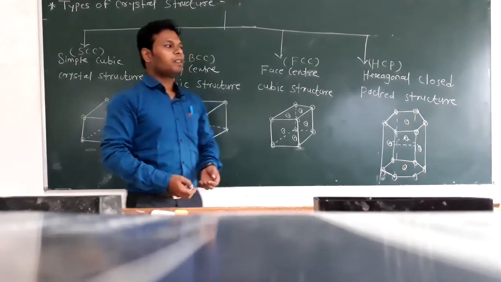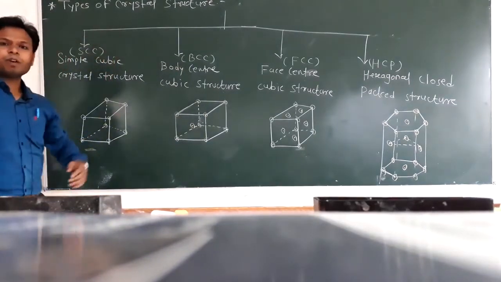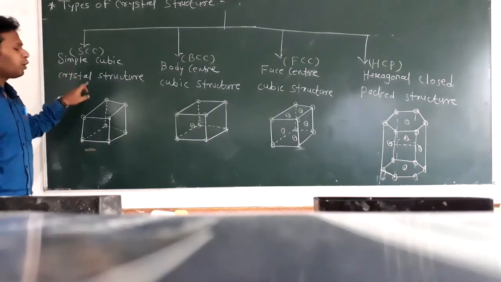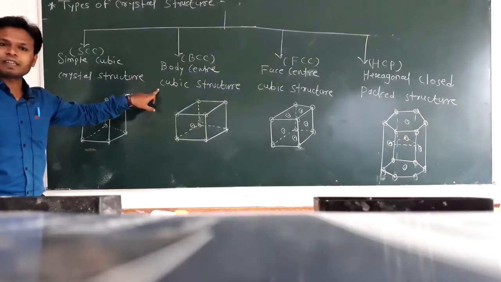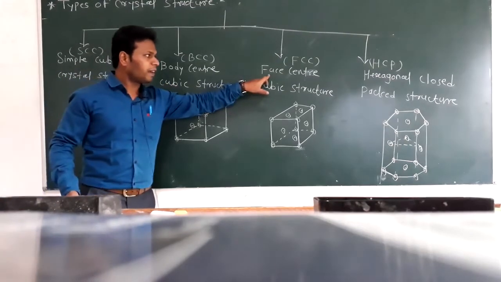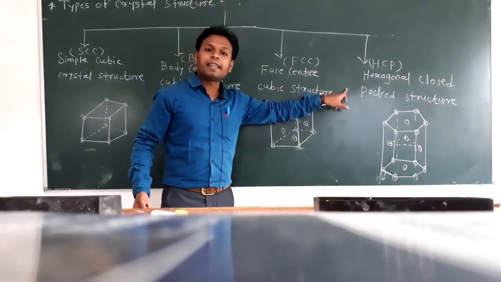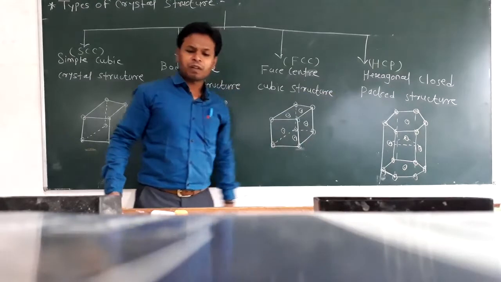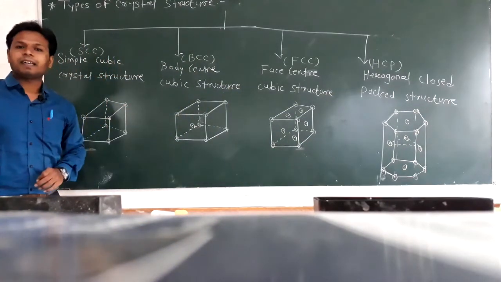Okay, now see on the blackboard, there are four types of crystal structure or crystal lattice. The first one is simple cubic crystal structure, the second one is body center cubic structure, the third one is face center cubic structure, and the fourth one is hexagonal close packed crystal structure. What is the difference between these four crystal lattices?